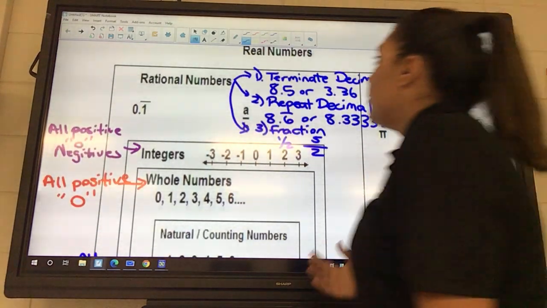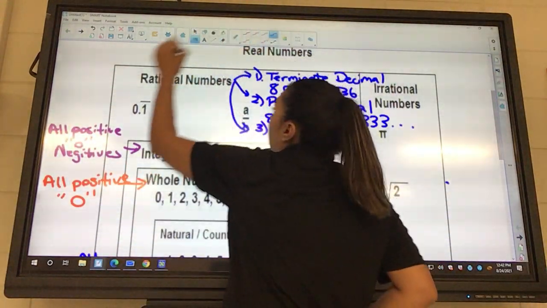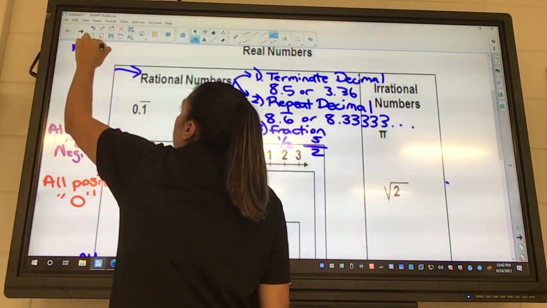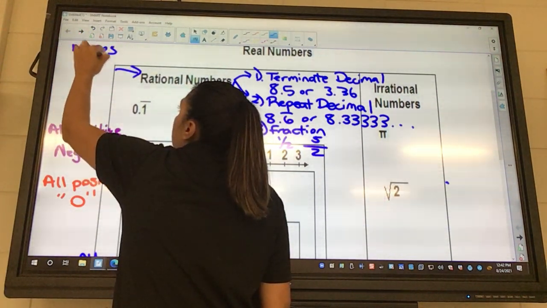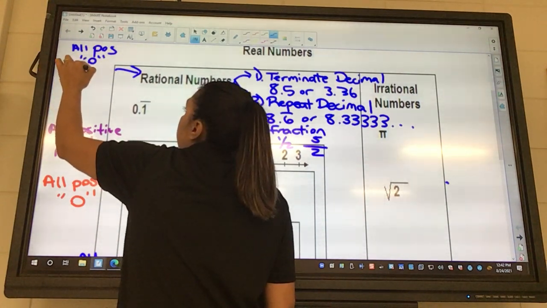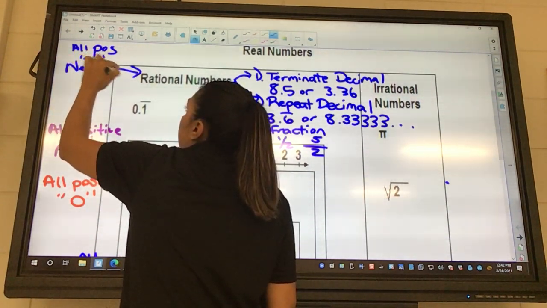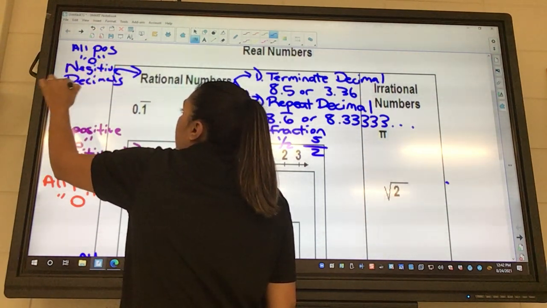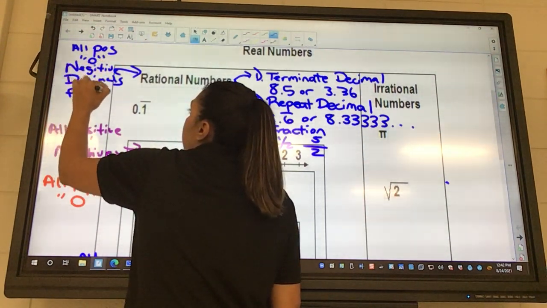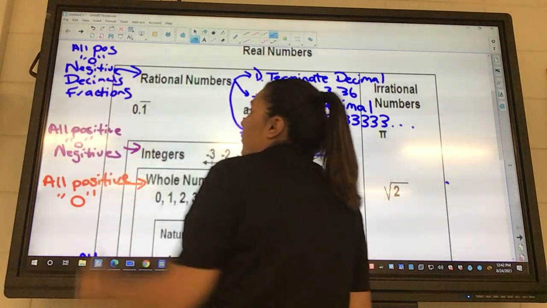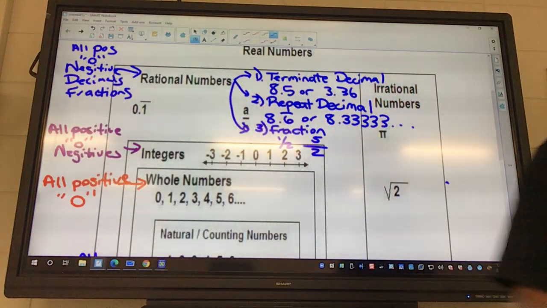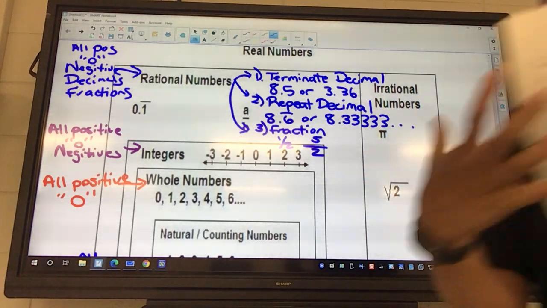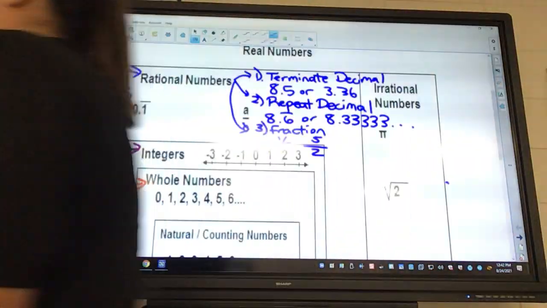Which means rational numbers are all positive, 0, negative, decimals, and fractions. So each time that our box gets bigger and bigger, it adds more things.